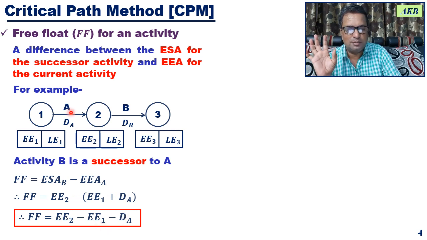So in this example, for activity A, 1 is the tail event and 2 is the head event. Likewise, you have the earliest event time for the head event minus the earliest event time for the tail event minus the activity duration. This will give you free float.